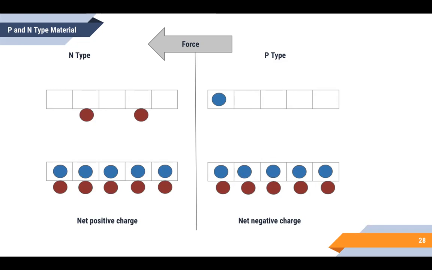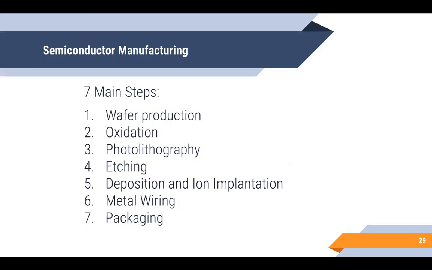Now that the basic principles of semiconductors are discussed, you may wonder how they are fabricated. To fabricate these electronic components, such as a diode or transistor, you must start with a semiconductor wafer. From this, the following manufacturing steps are oxidation, photolithography, etching, deposition and ion implantation, metal wiring, and packaging.